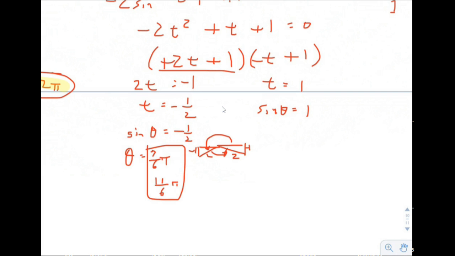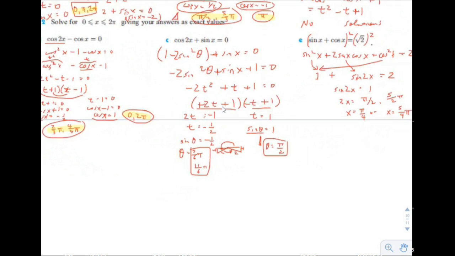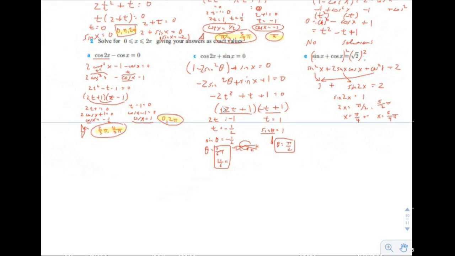Now for this one, it says negative t plus 1, so we solve for t, we get t equals 1. And t is equal to sine of theta, so sine of theta equals 1. When does sine of theta equal 1? Well, it only equals 1 at pi over 2. Okay, so we have three solutions for theta in between 0 and 2 pi.